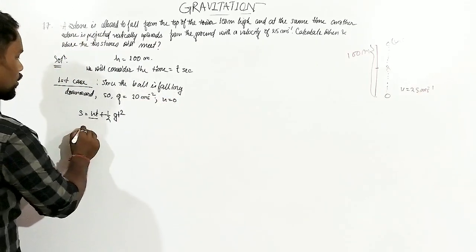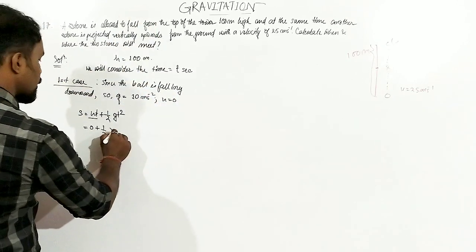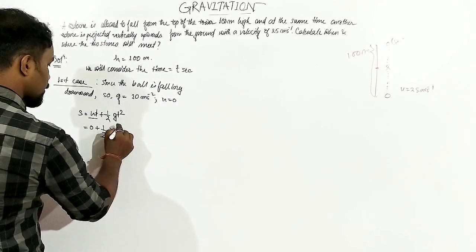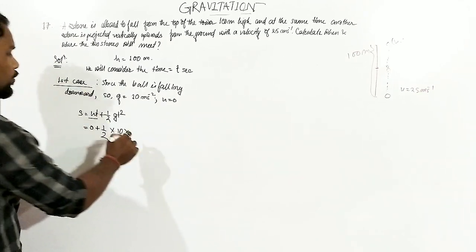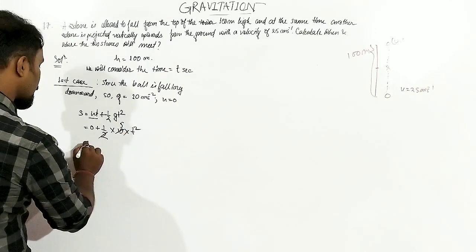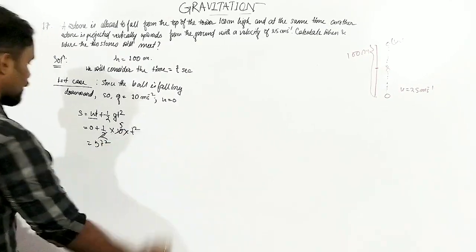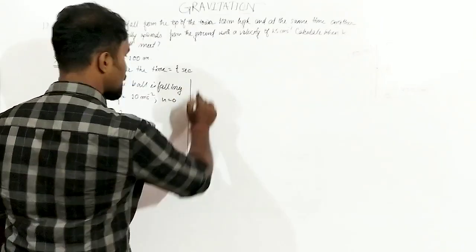So here U is going to be 0, right? So that time is going to be 0 plus half of, since it is moving in the downward direction, 10, the value of g is 10, and t square. We don't know that t, so we have to calculate. So if you solve it, what we are going to get? 5 t square, right? And what is in case of the second case?